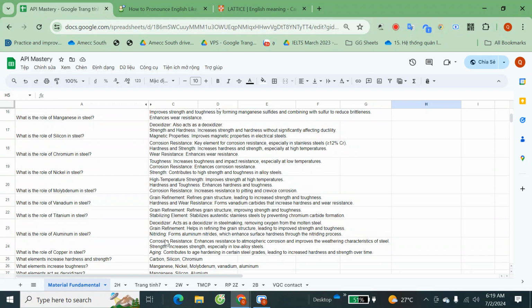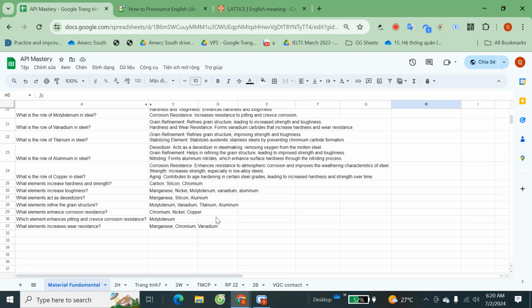What is the role of titanium in steel? Grain refinement. Refines grain structure, improving strength and toughness. Stabilizing element. Stabilizes austenitic stainless steels by preventing chromium carbide formation.